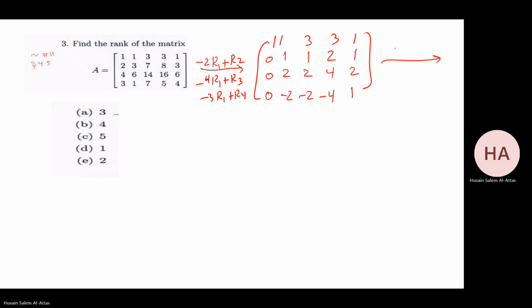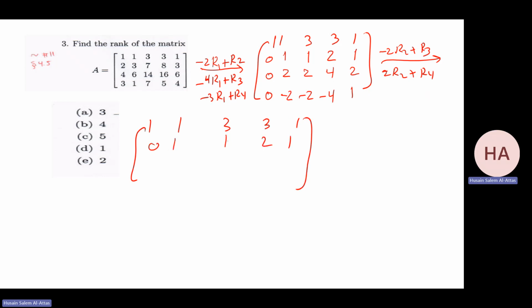Now, minus 2 R2 plus R3, plus 2 R2 plus R4. See what will happen. I have 1, 1, 3, 3, 1, 0, 1, 1, 2, 1. Minus 2 and add, that will be 0. Minus 2 and add, that will be 0. Minus 2 and add, that will be 0. Minus 2 and add, that will be 0. 2 and add, that will be 0. 2 minus 2, that will be 0. 4 minus 4, that will be 0. 2 plus 1, that is 3.